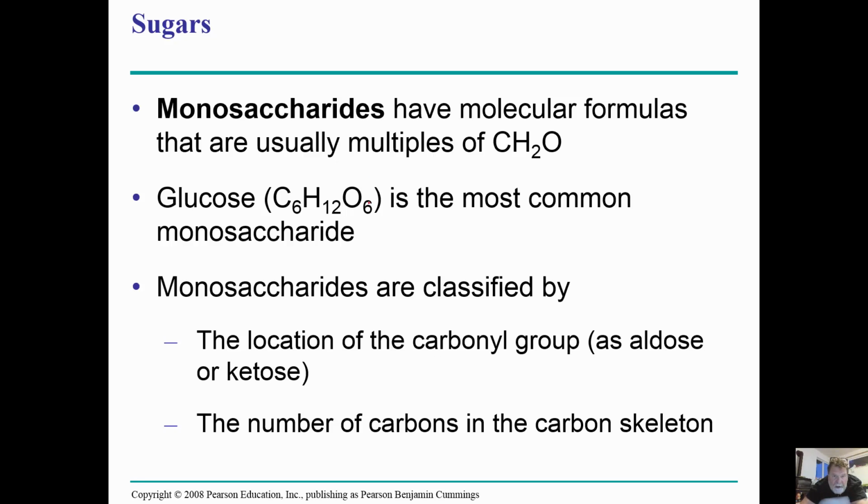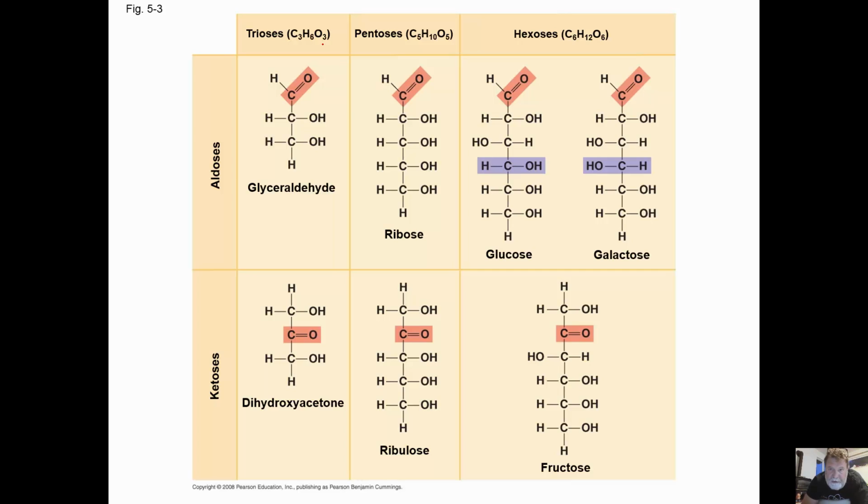And again, the monosaccharides have simple molecular formulas, typically in multiples of CH2O, hence the name carbohydrates. Glucose, C6H12O6, is the most common monosaccharide that we'll be looking at and looking at the biochemistry of. But you need to be aware that there are other hexoses that are just as important. An example would be glucose and galactose, which are very similar to one another, and fructose.